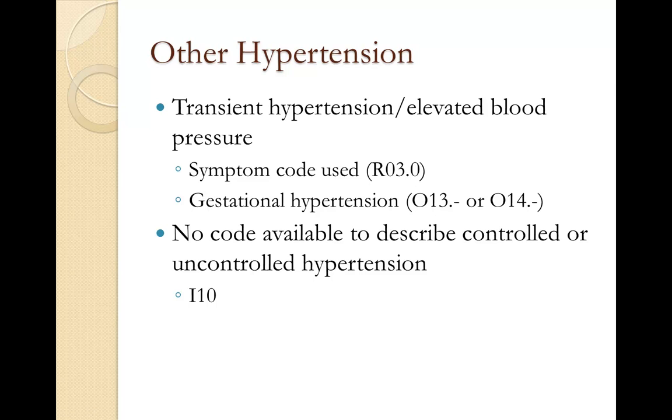There aren't any codes available to describe controlled or uncontrolled hypertension. I know that's some terminology that I have seen in the health record. So whether it states controlled or uncontrolled, you're just coding the regular I10, or if they had some sort of renal or heart manifestation, then of course you go into categories I11, I12, or I13.